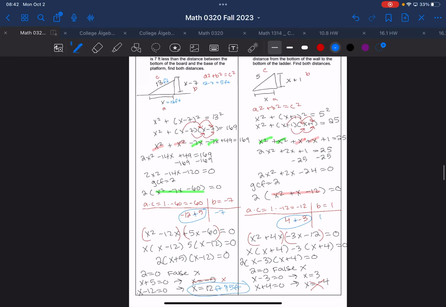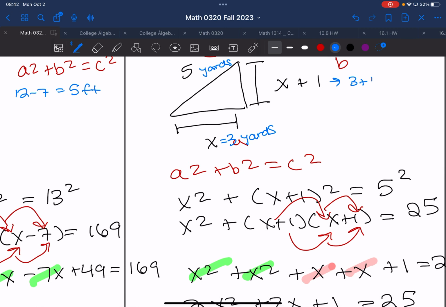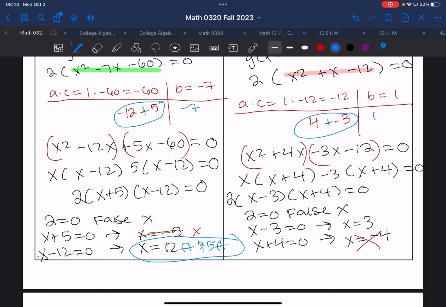Looking back up at the original problem, right here we have X is equal to 3 yards. How do we find our B part? Good, so 3 plus 1, which gives us 4 yards. So that means the two distances were 3 yards and 4 yards.